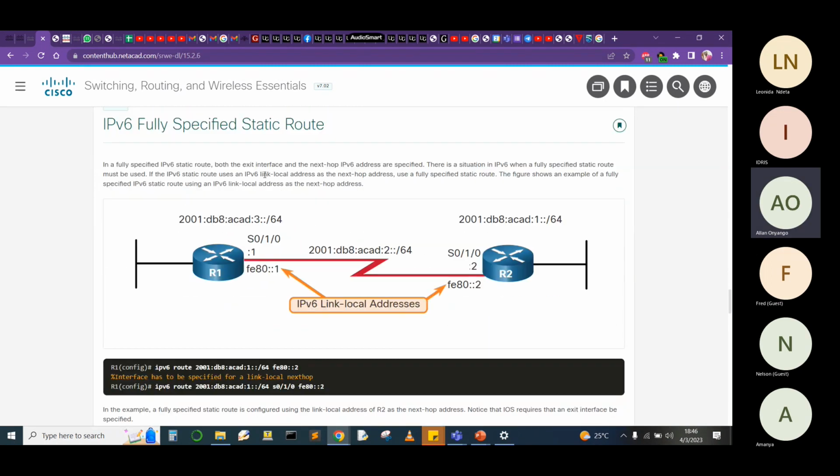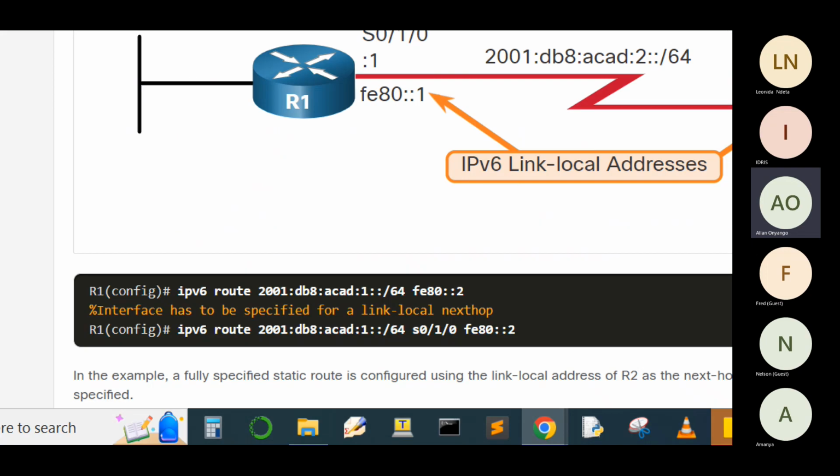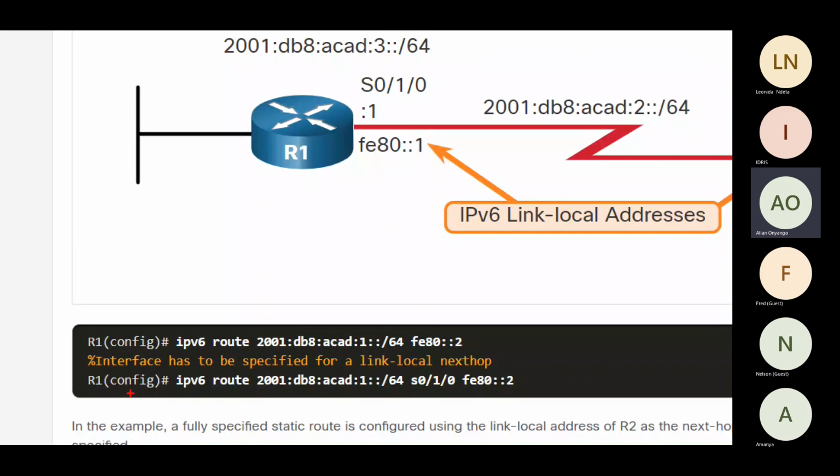Okay. So for IPv6, for fully specified, IPv6 has an address called link local, and it uses that link local to do a good job. And when you have to use the link local, normally I think it's not used.